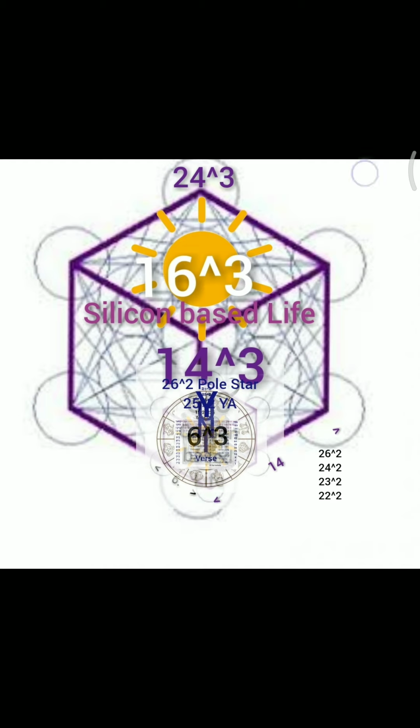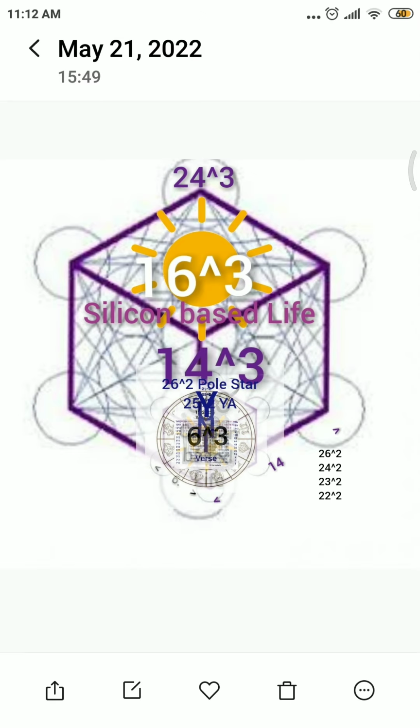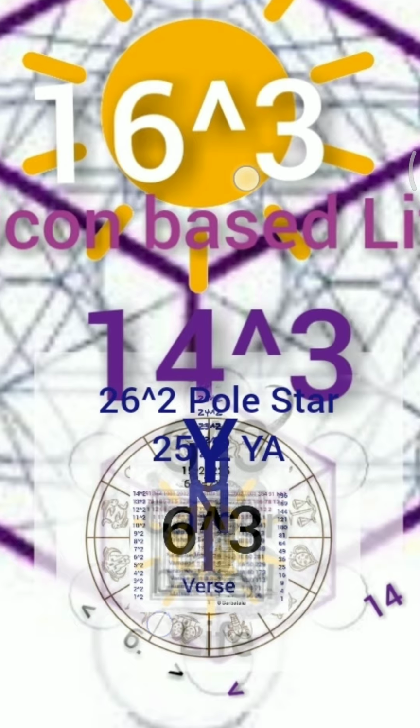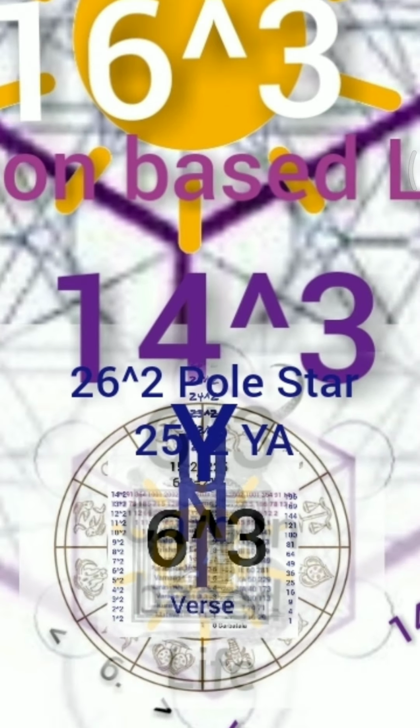Here, this is the 6 cube, meaning 14 squared. Here till here we have 14 squared. From here is 15 squared, and from 15 squared to 26 squared are included in the 9 cube. So what we call the pole star is 26 squared. 26 squared is the pole star.